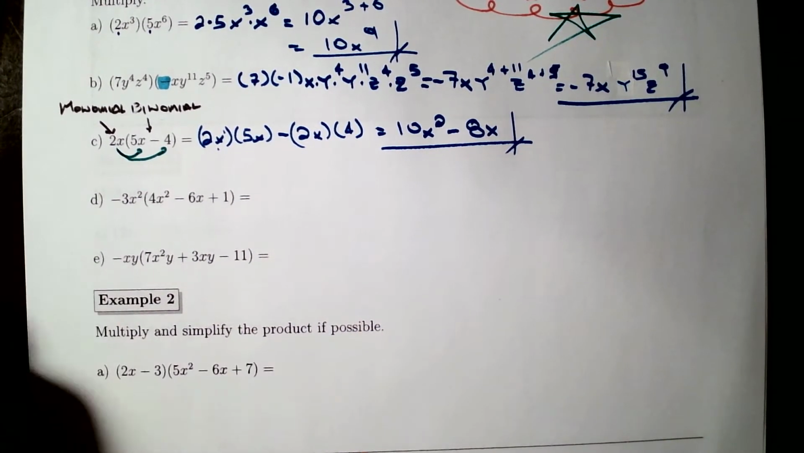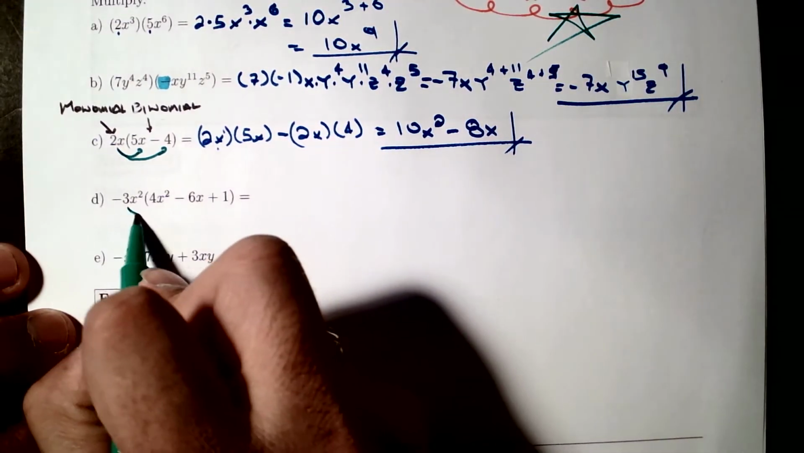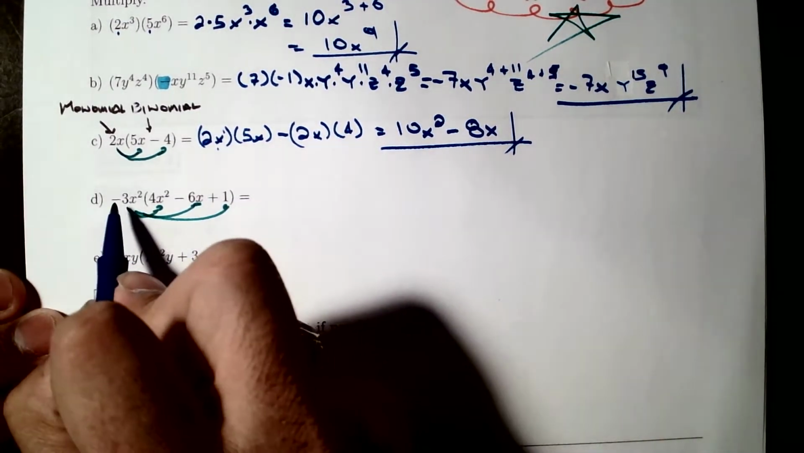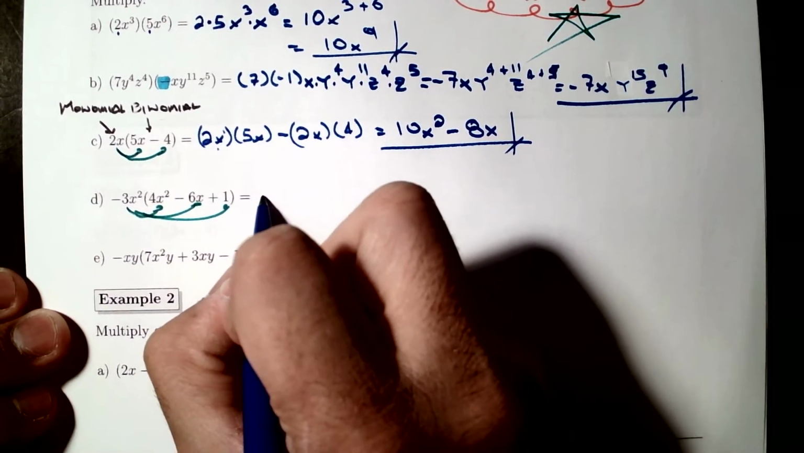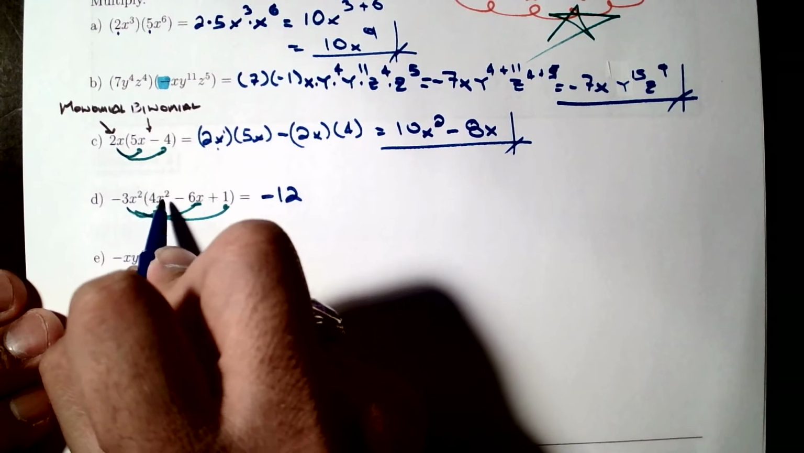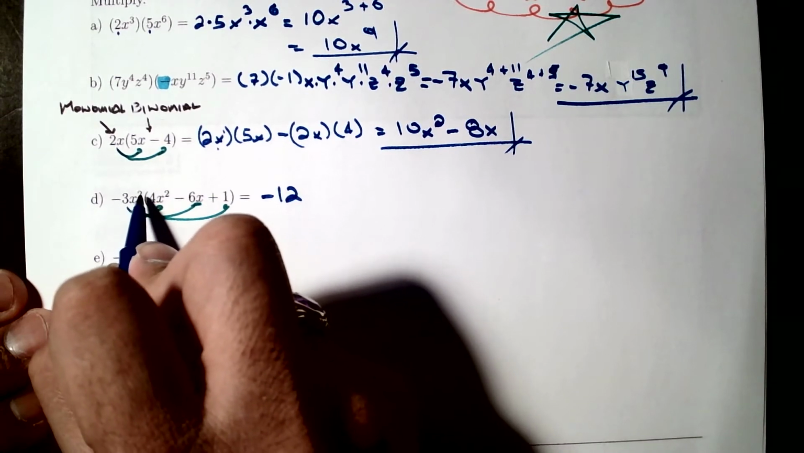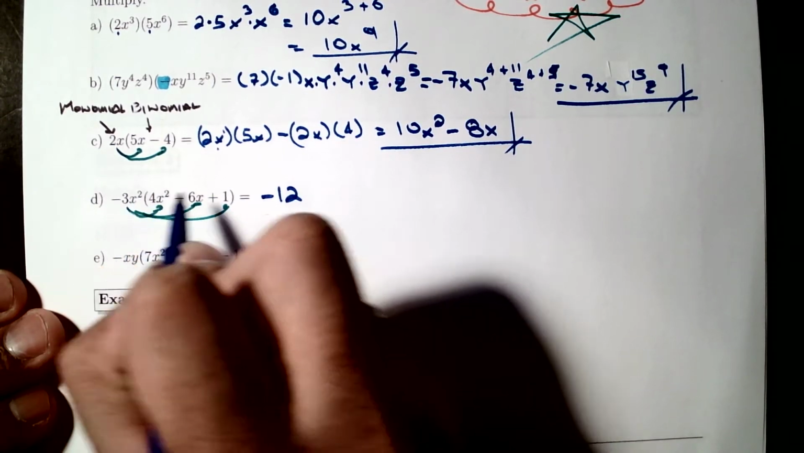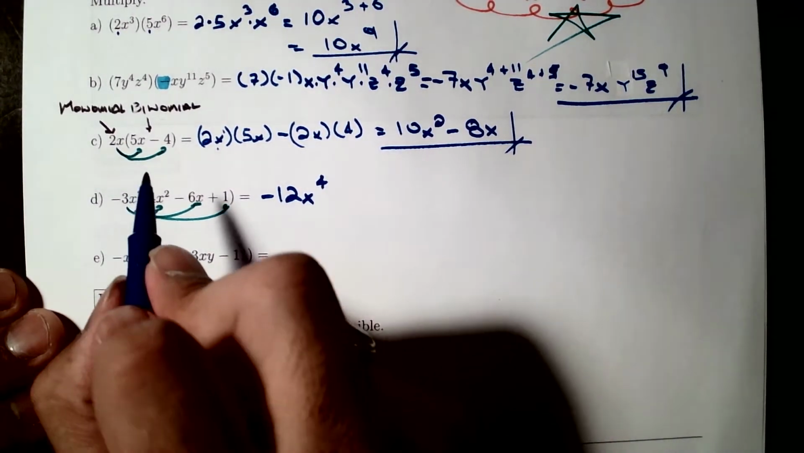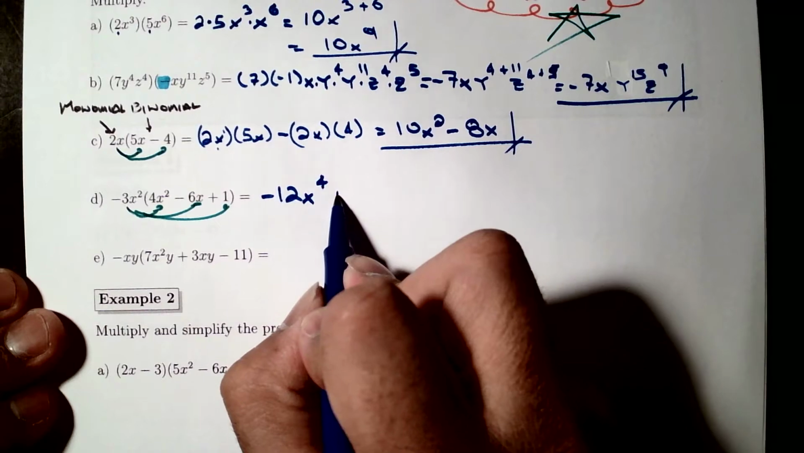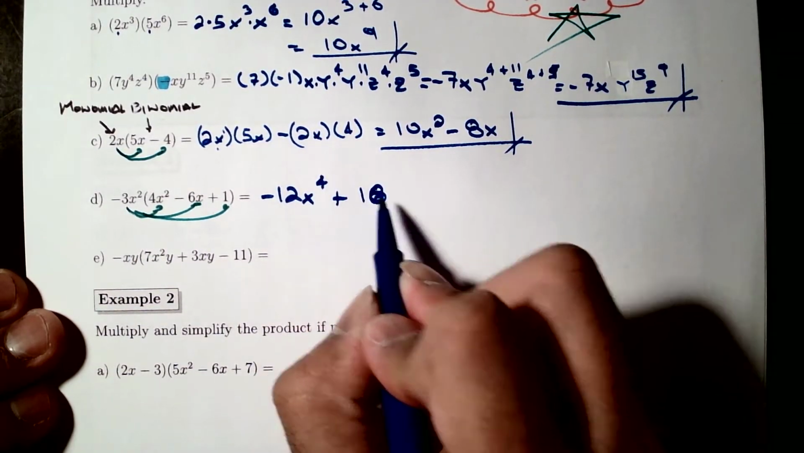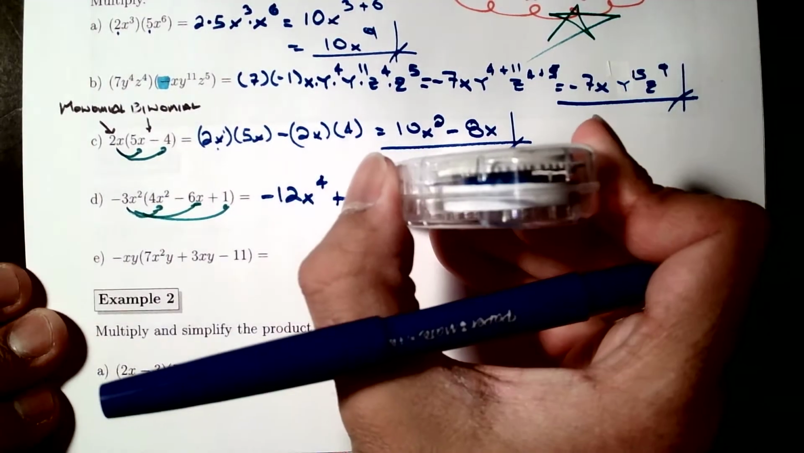For letter D, we're going to do the same, distribute. So in this case, we're going to have negative 3 times 4, that's a negative 12. And then when we multiply x squared times x squared, we add the exponents, 2 plus 2, which is 4. And then negative times a negative is positive. 3 times 6, that's 18. Okay, that's 18.